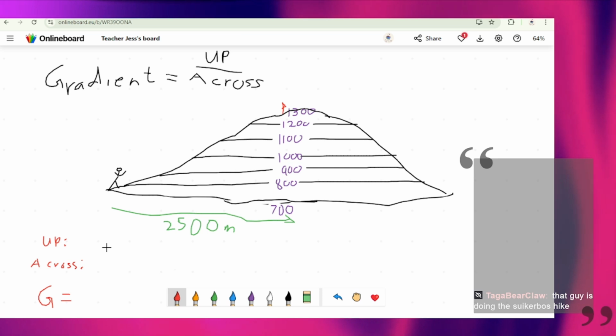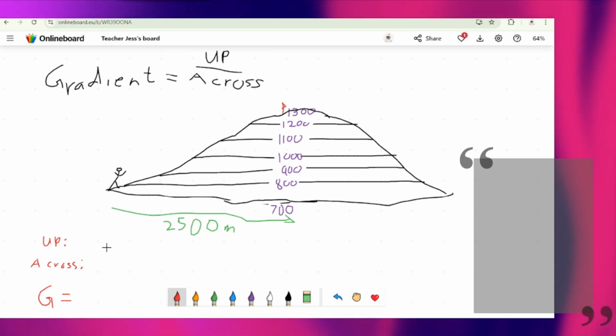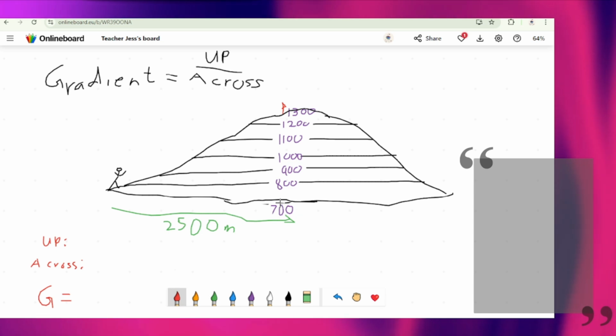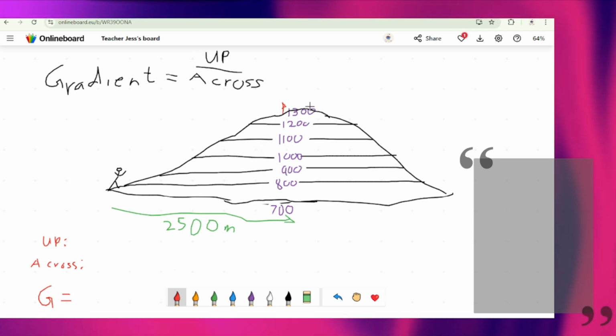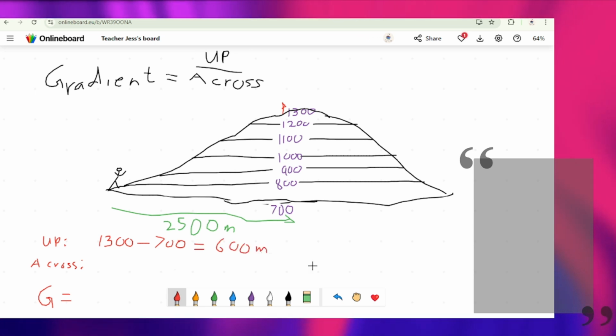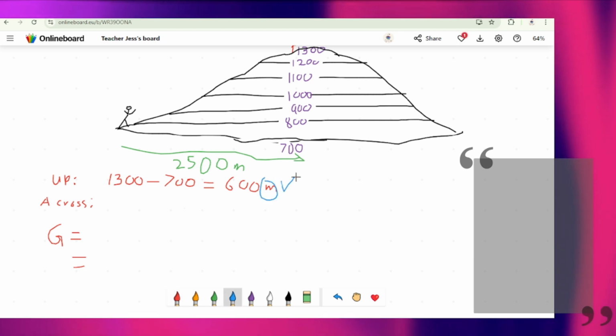Now this is usually when my students get a little bit thrown off, because now is when they would say that up is 1,300. But I'm going to ask it again. How far up did he go? If he started at 700, he went up 1, 2, 3, 4, 5, 600 meters. If we take the top one, where he ends up, minus his starting height, we get the 600 meters. So we can see that he went up 600. And it is in meters, right? It's in meters, so all is good.